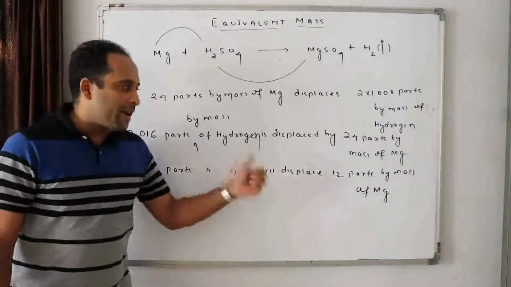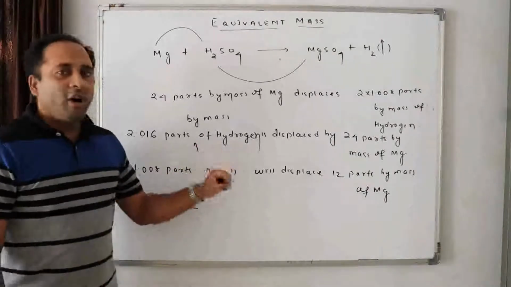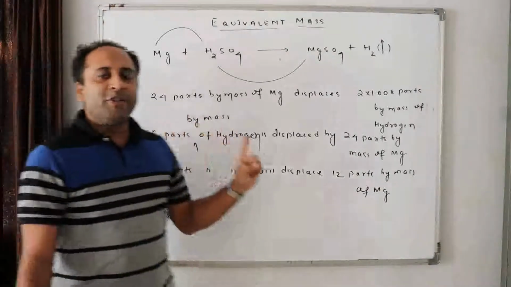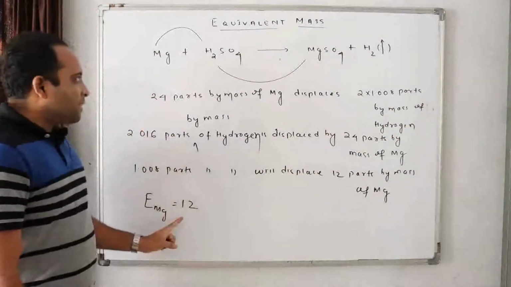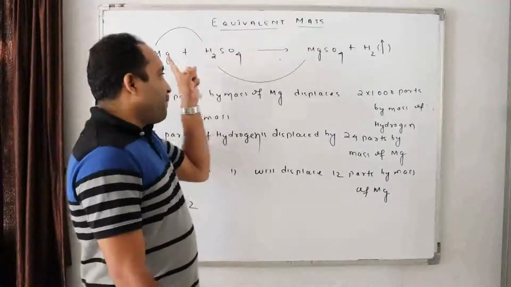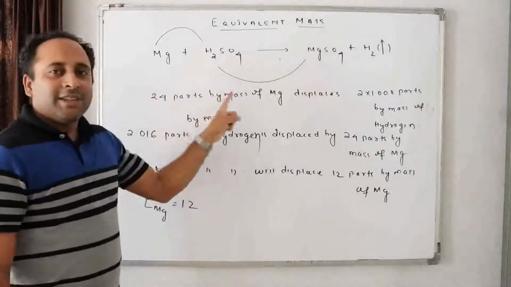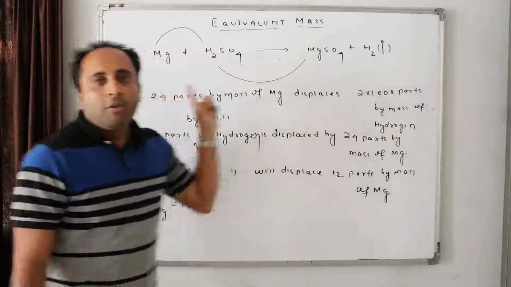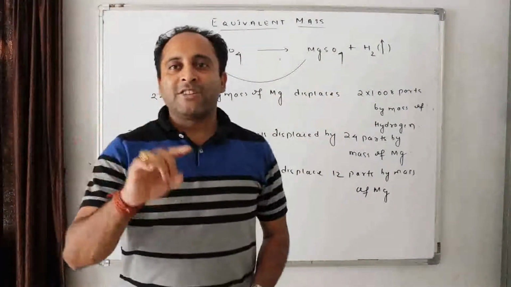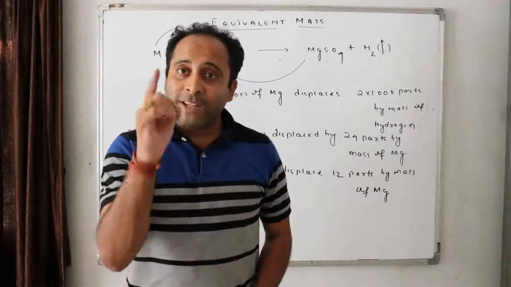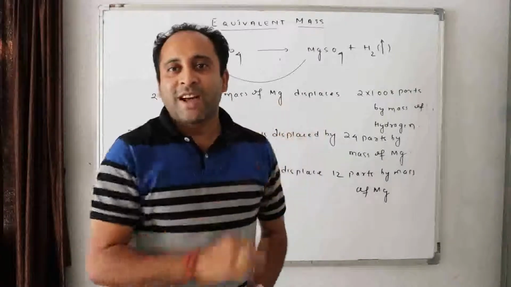So what is the equivalent mass of a substance? Equivalent mass of a substance is defined as the number of parts by mass of it which can combine or displace what? 1.008 parts by mass of hydrogen. Here 12 parts by mass of magnesium is displacing 1.008. 24 parts by mass displaces 2.016. 12 parts will displace 1.008. It means equivalent mass of magnesium is 12. That means 12 parts by mass of magnesium is equivalent to 1.008 parts by mass of hydrogen.